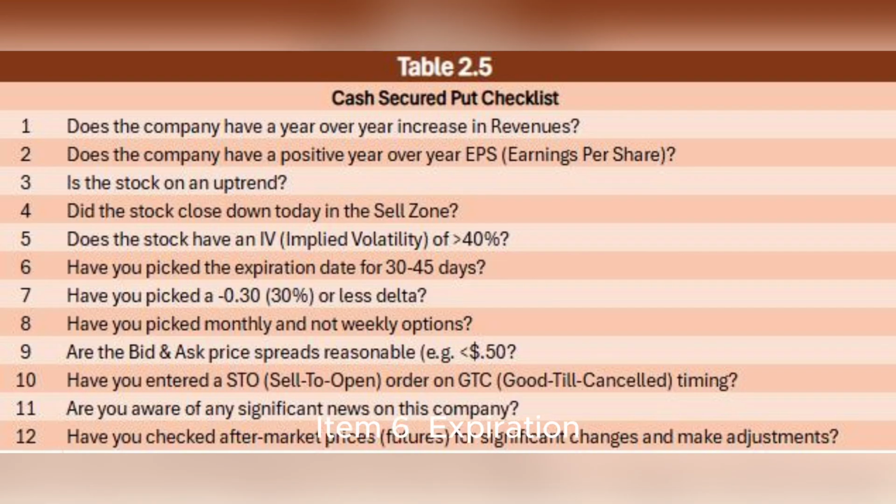Item 6, expiration. Ensure you've selected an option with 30 to 45 days until expiration. Item 7, delta. Check that you've chosen an option with a delta of -0.30 or less. Item 8, monthly options. Confirm you're using monthly options, not weekly, for better liquidity. Item 9, make sure the bid and ask price is reasonable. Item 10, use STO, sell to open, order when entering your order to sell a put option. Item 11 and 12, check for any breaking news and review after market hours and pre-market activity.